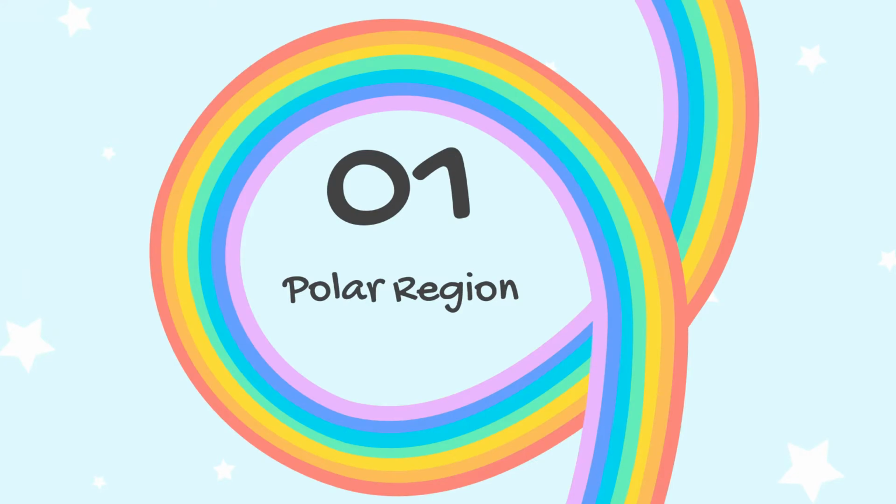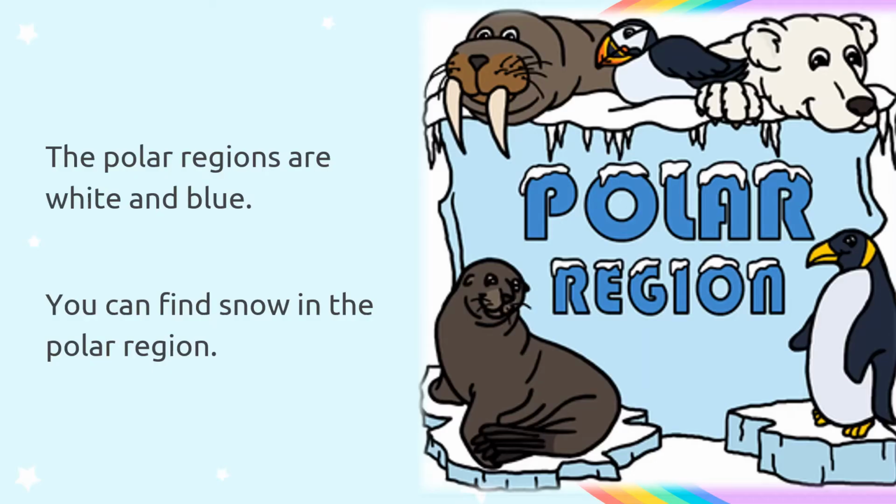Let's look at our first habitat, the polar region. The polar regions are white and blue. You can find snow in the polar region.